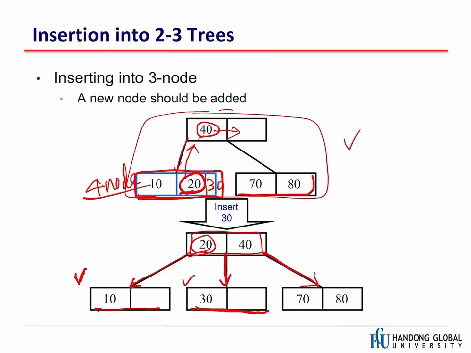Again, in the previous figure, 70 and 80 are in the middle subtrees. But now we move 20 into the parent, and now the parent is a 3 node. Originally it was a 2 node. This one is the rightmost subtree, and this one will be the right subtree. And since we are splitting this one into two nodes, this one is the left subtree and this one is the middle subtree. Okay, this is it.